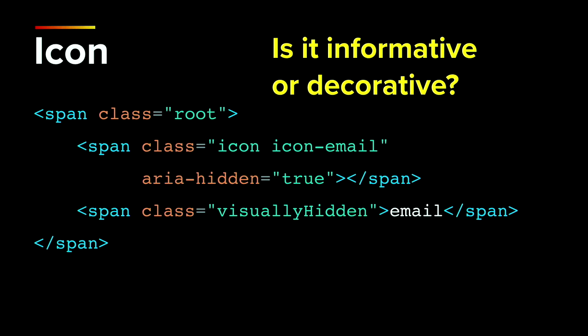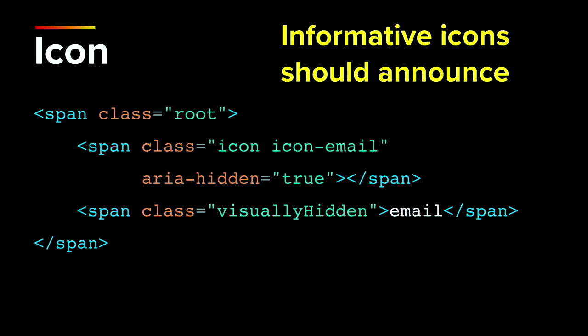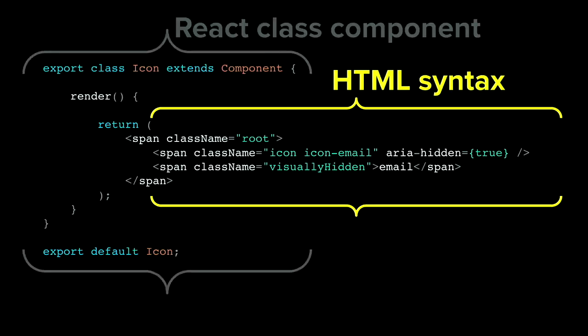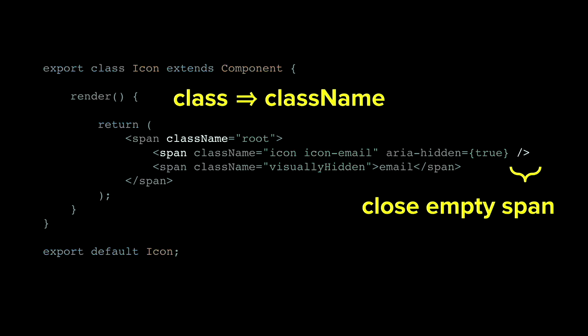If the icon is going to be used as an informative icon, no changes, because informative icons need to announce. But if this is a decorative icon, we need to add an additional ARIA hidden attribute to the wrapping span. This way, it will hide this entire element from screen readers. So now that we have an accessible icon pattern, we're going to pop this into React and convert it to JSX.